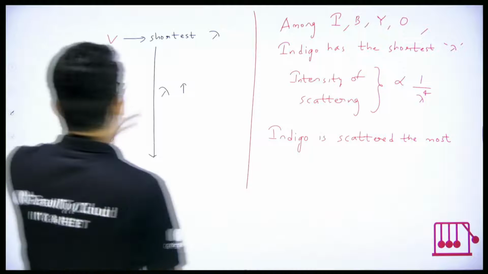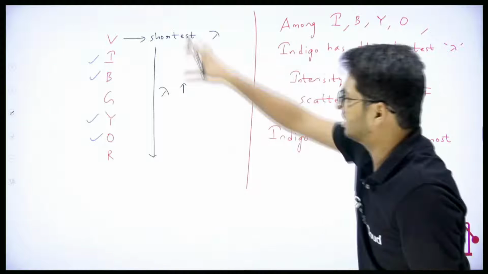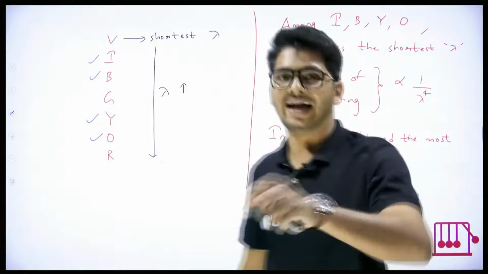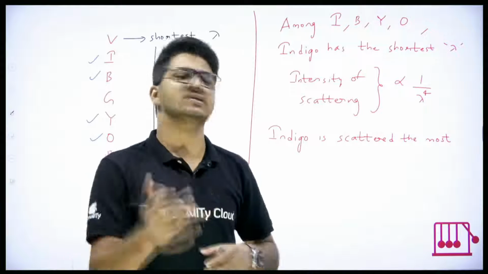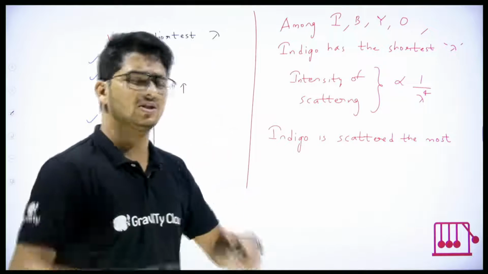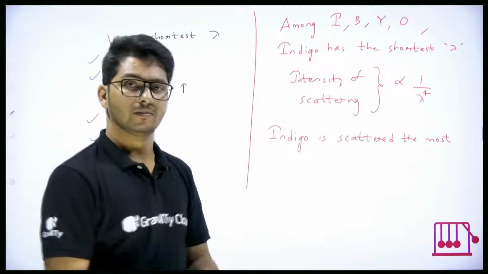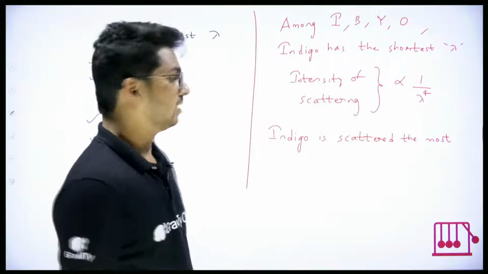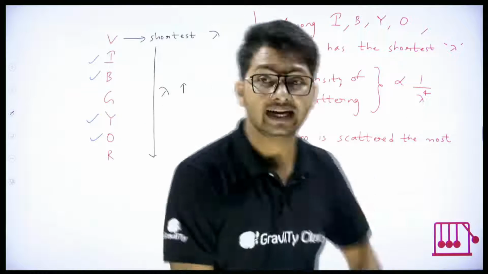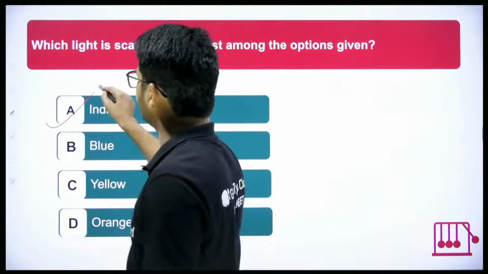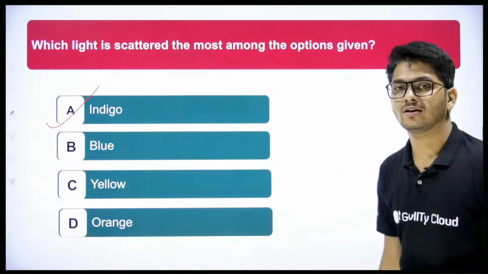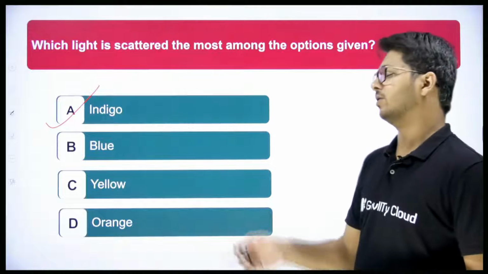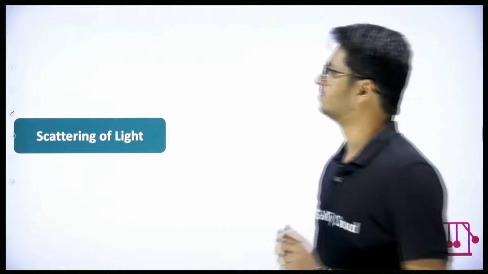So everyone, if you remember the relation between wavelengths and the Rayleigh scattering formula, you will get the answer for everything, at least the questions that will be asked to you. Got it? So which is scattered the most? Indigo is scattered the most, and the answer is option A. Good. Let's continue.